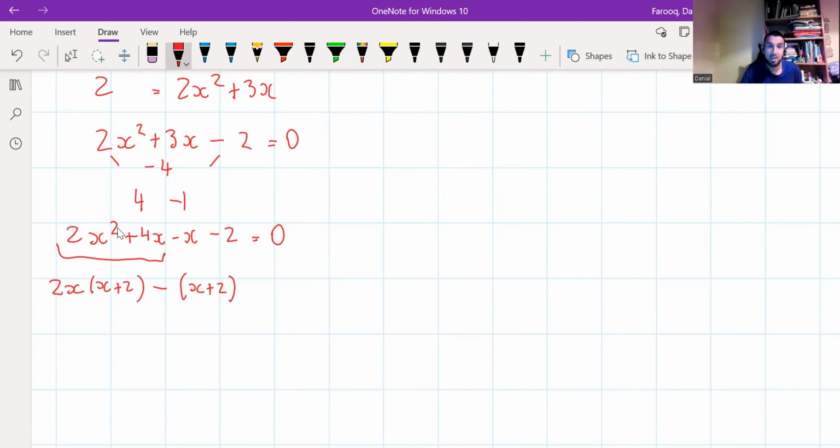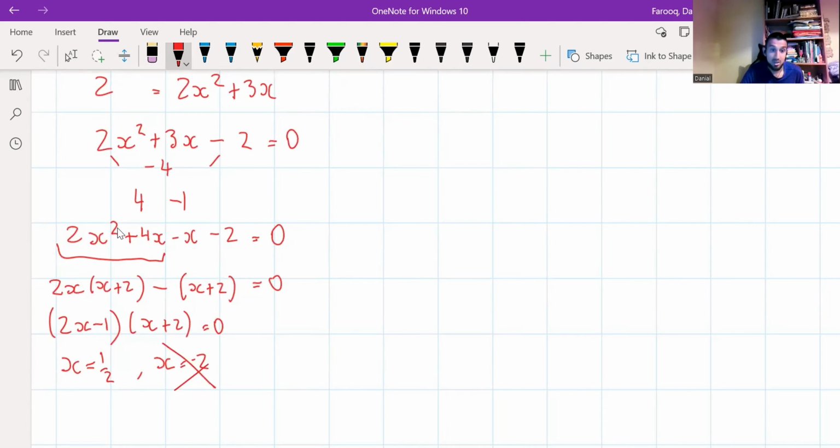Minus 1 is common there. And we really want to take the minus sign out. So we have x plus 2 again. So that would be 2x minus 1, x plus 2 equals 0. Now, move the 1 to the other side, divided by 2. x will equal half. x plus 2 is 0, so x will equal minus 2.